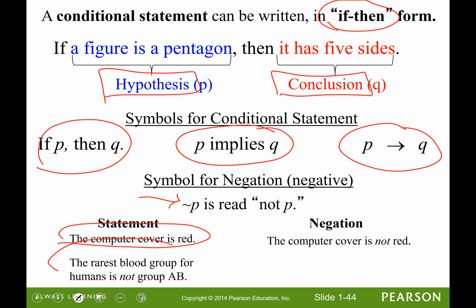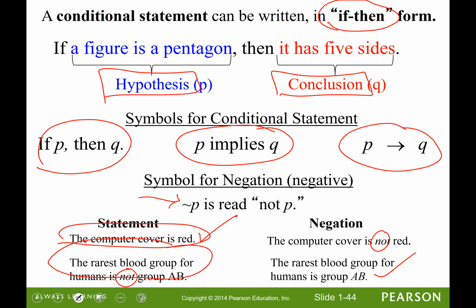Let's try this one now. What would you write as the negation for that? If you said the rarest blood group for humans is group AB, you are correct. Okay? So each of these statements is the negation of the other. This did not start with the word not, and we added it. This started with the word not, and we deleted it. Okay? So either way, we've done the negation.